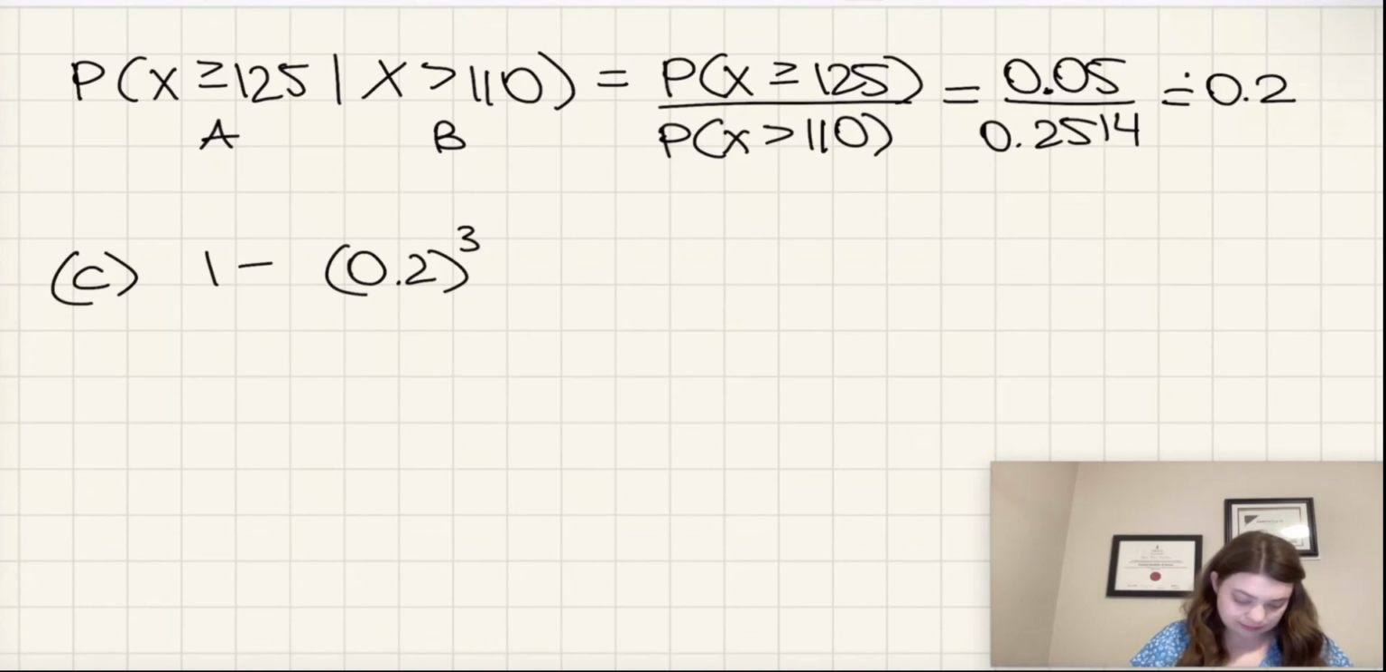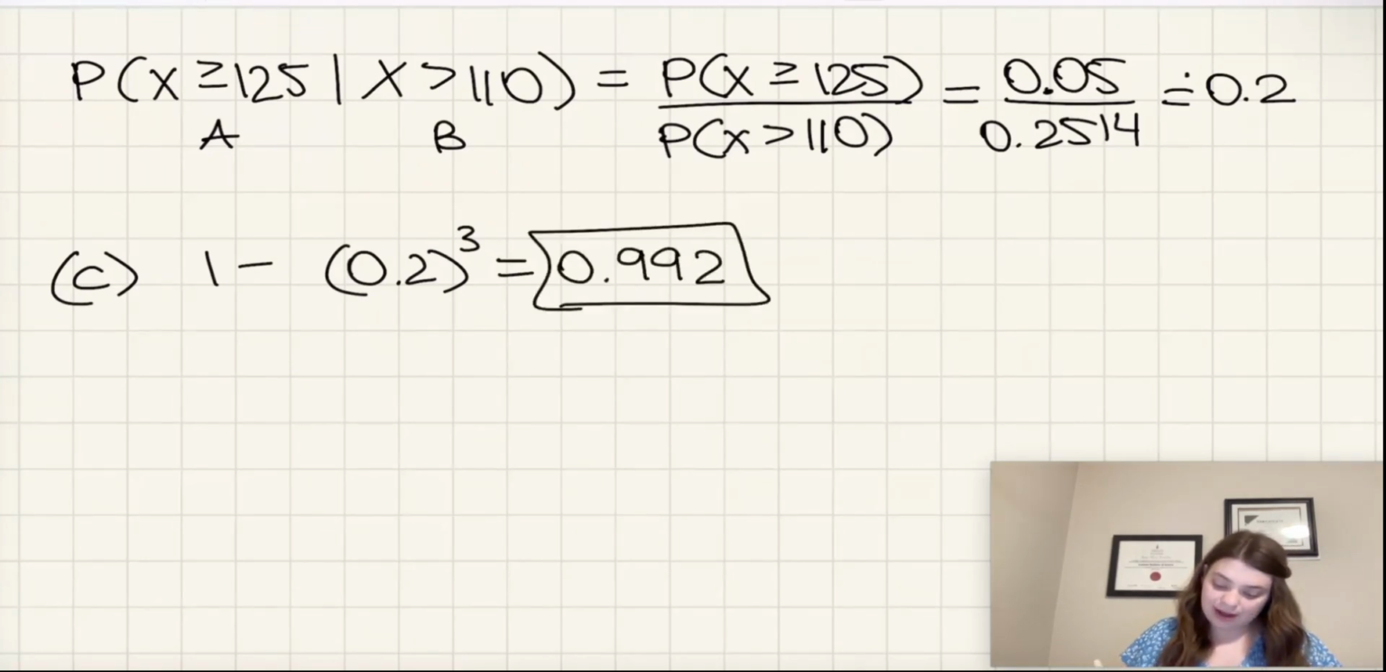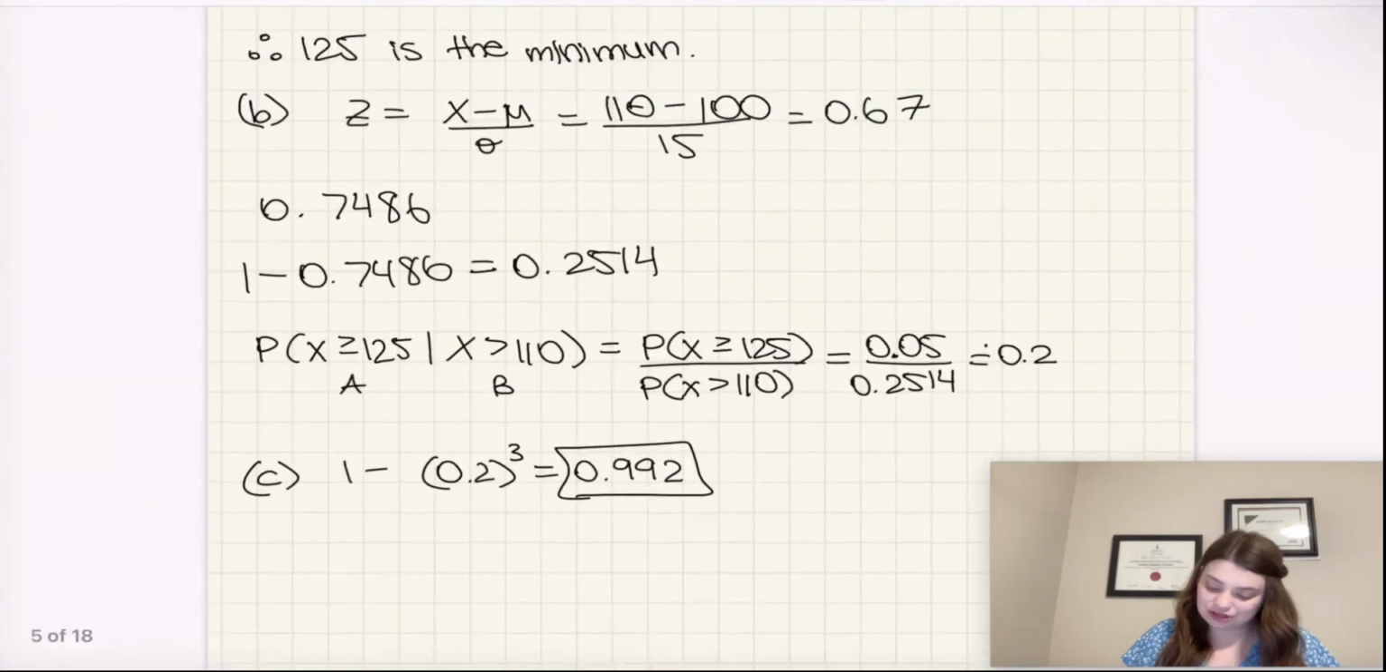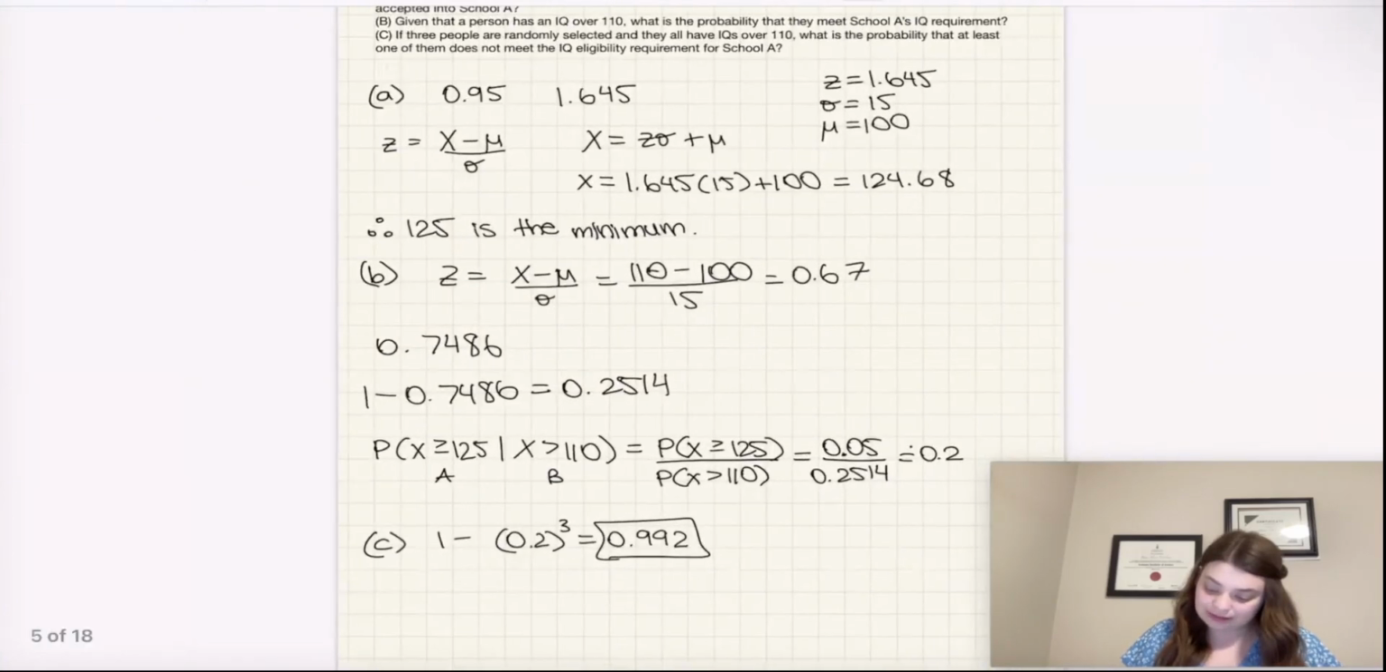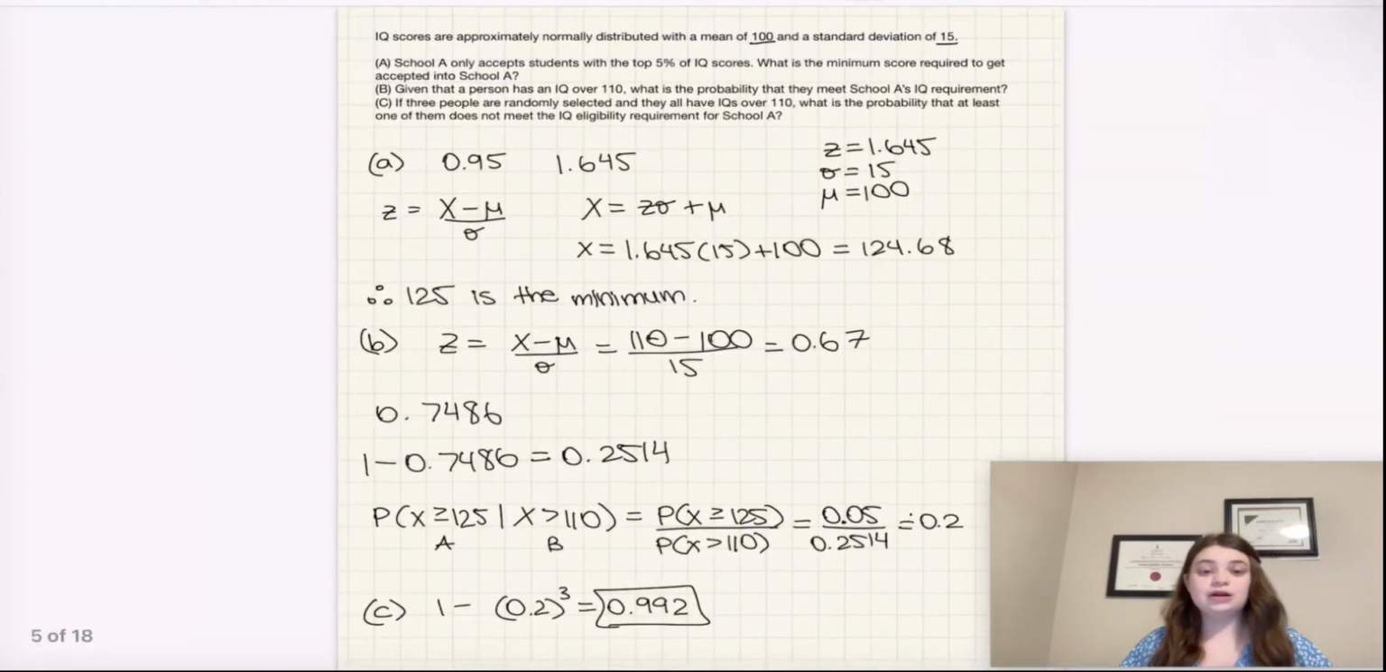0.2 cubed is equal to 0.008, and then we would get 0.992. And so therefore, there is about a 99.2% chance that this is the case, right? That at least one of the students doesn't meet the eligibility requirement. And that makes sense, right? Because even for any given student, the chance to meet it is 0.2. It's only a 1 in 5 chance for each student.